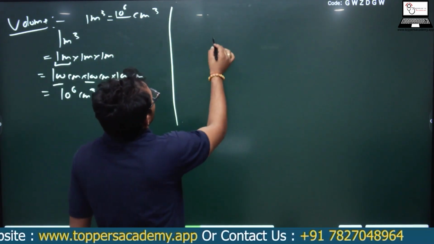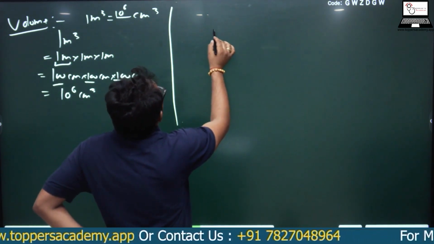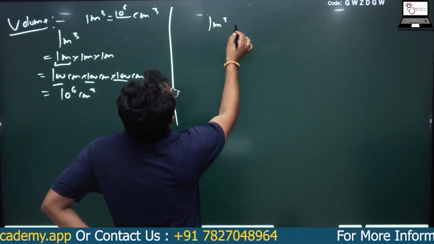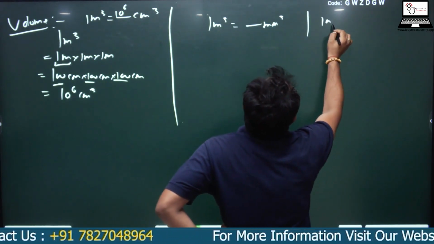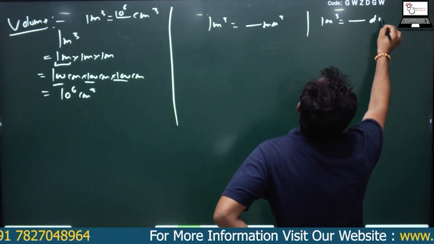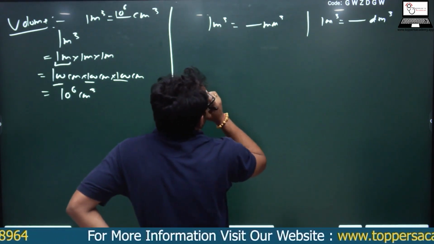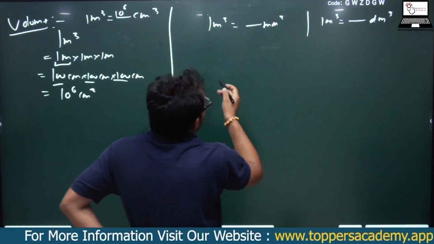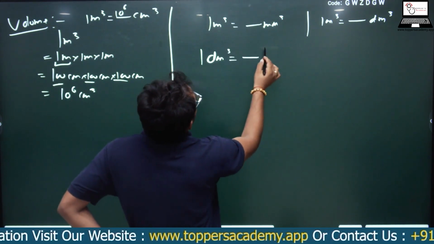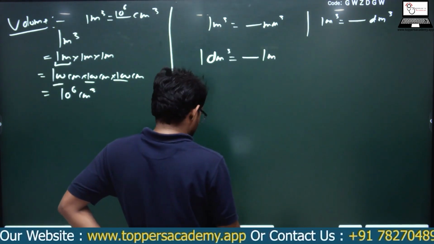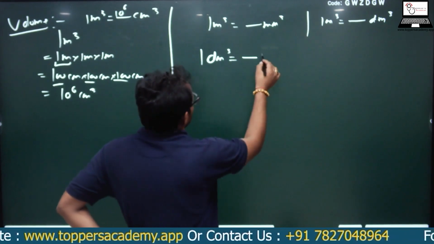Now suppose the question is, 1 meter cube is equal to how many millimeter cube? You will solve from your side. 1 meter cube is equal to how many decimeter cube? You will have to solve, right? Now the question is, suppose 1 decimeter cube is equal to how many meter cube? How many meter cube? This is the question.